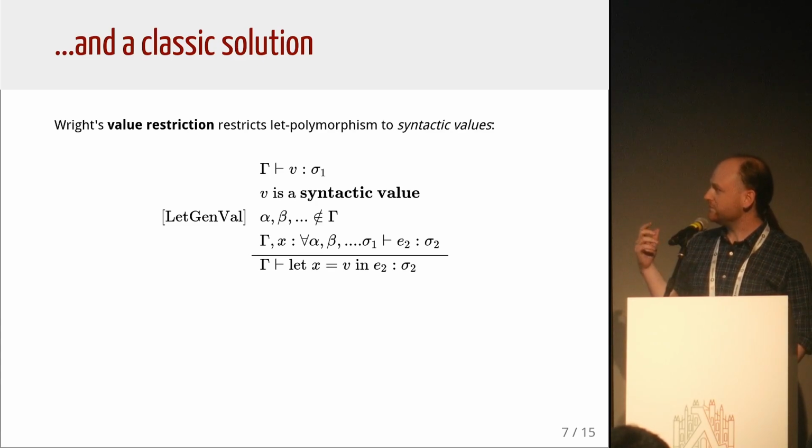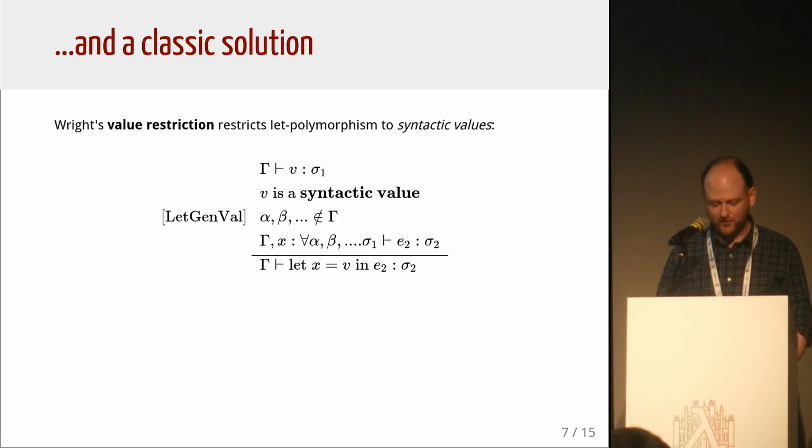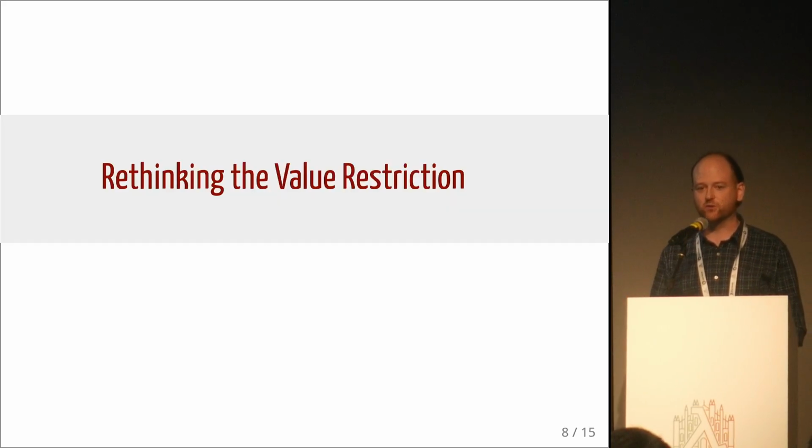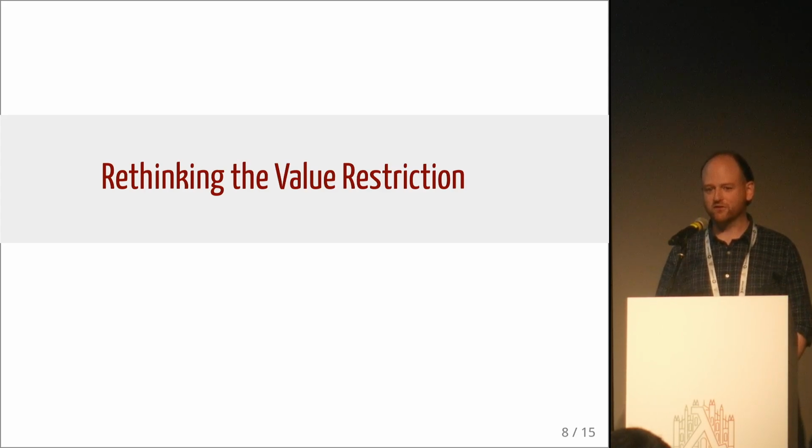So I'm going to talk about a different approach to this, about rethinking how the value restriction should work, that will end up with a simpler definition. And it will type a few extra programs, but that's not really why I'm interested in this. I'm interested in not having to explain the value restriction ever again.